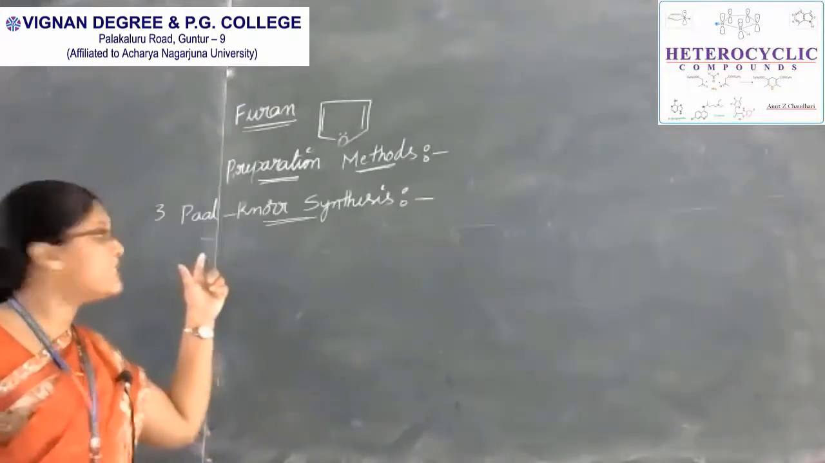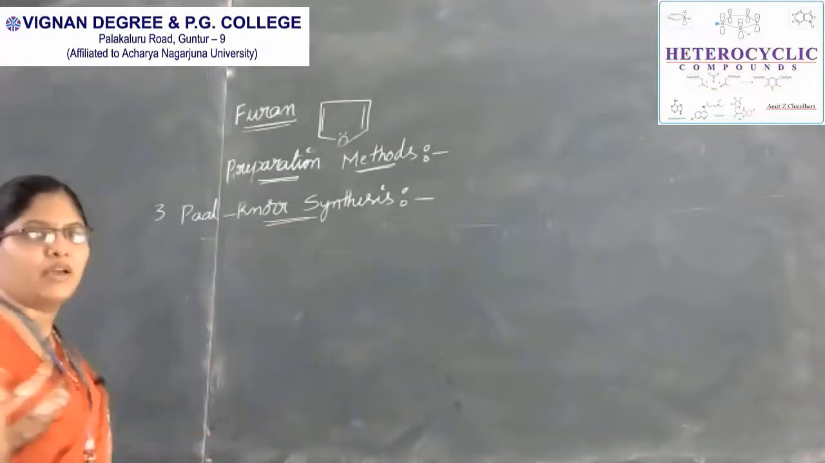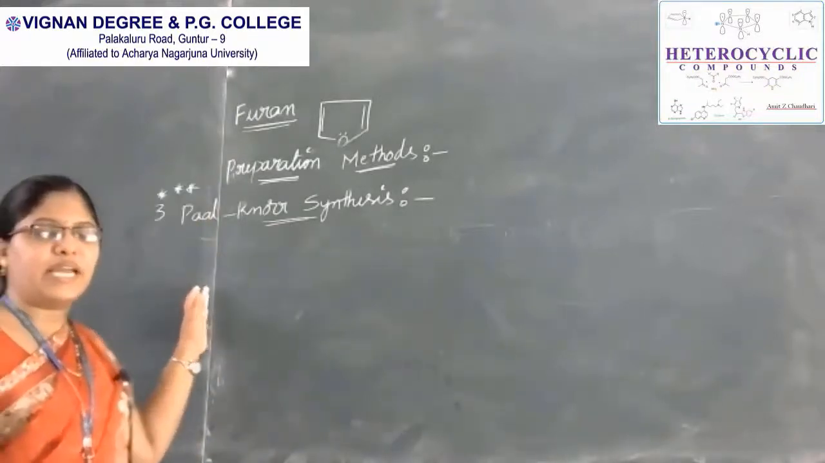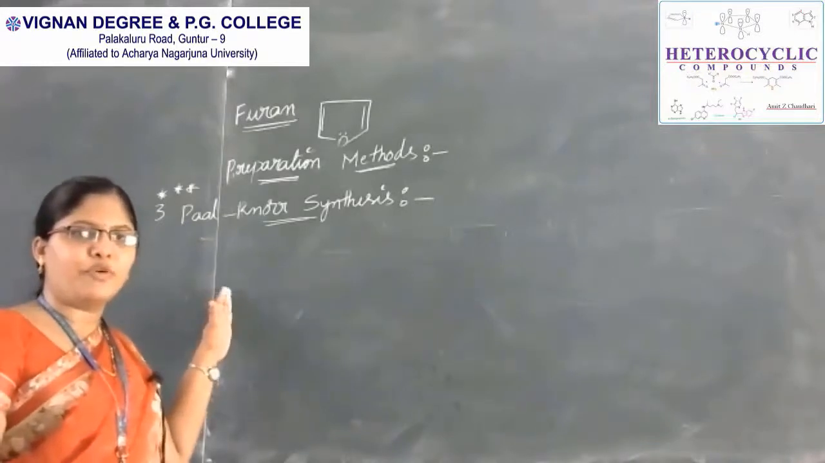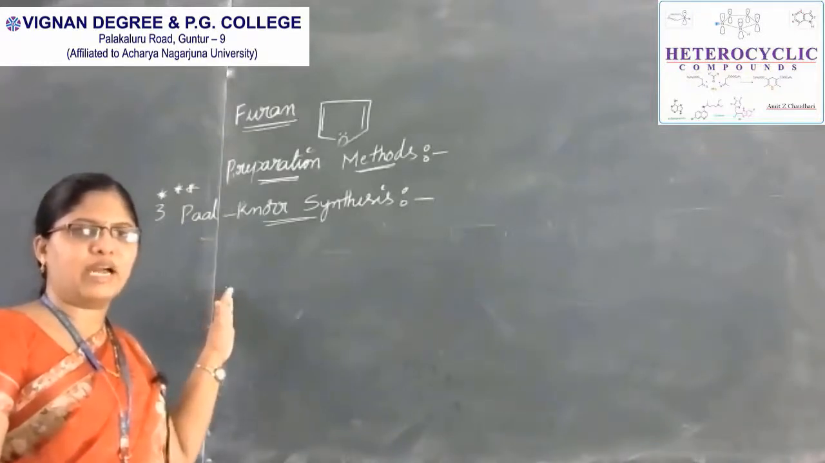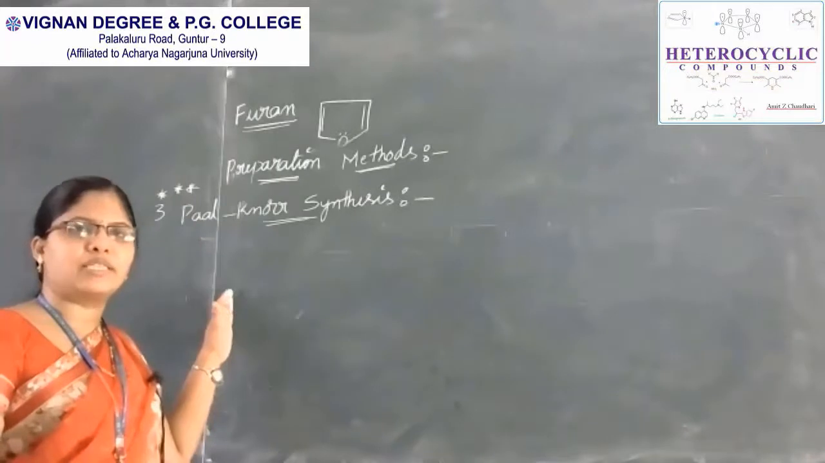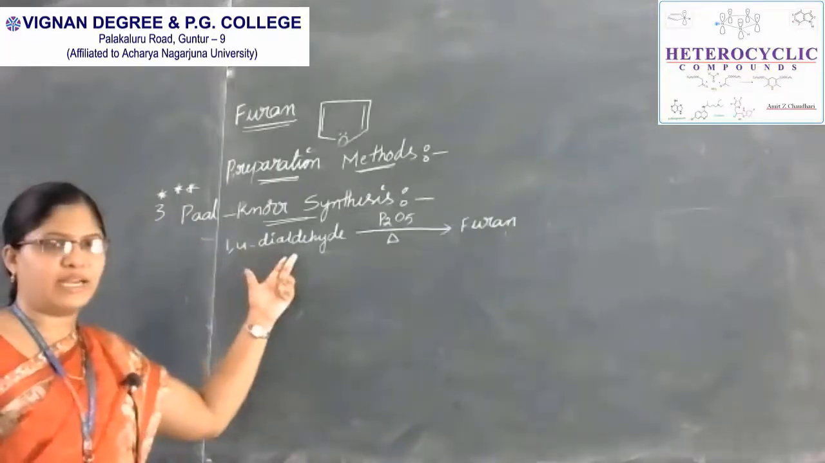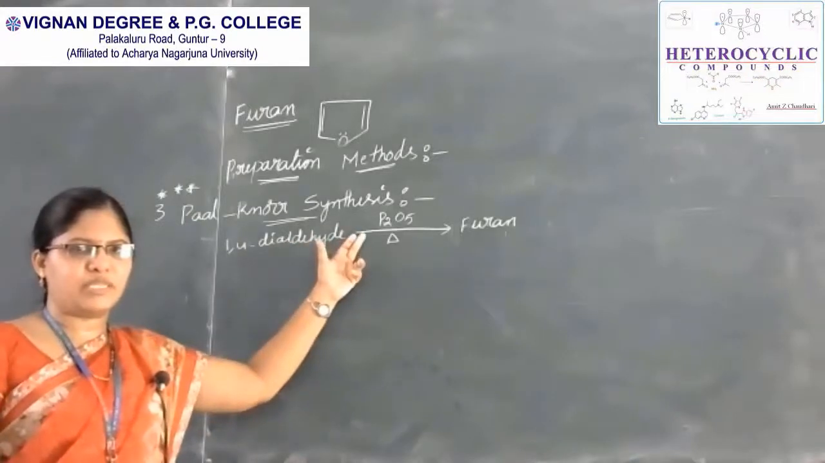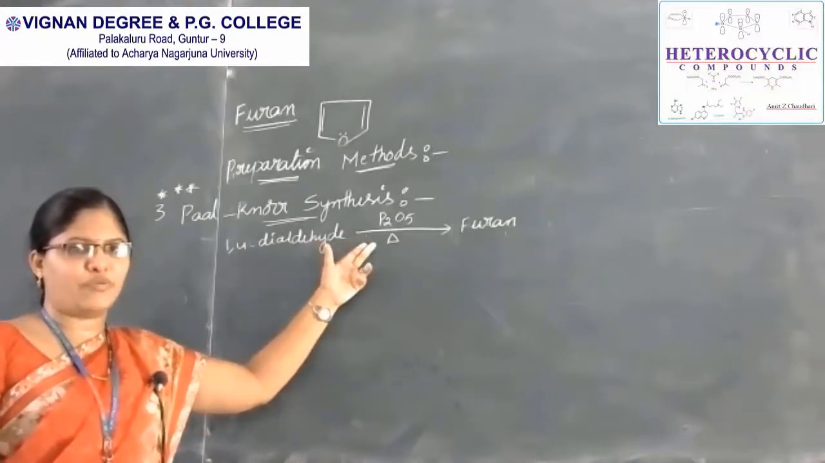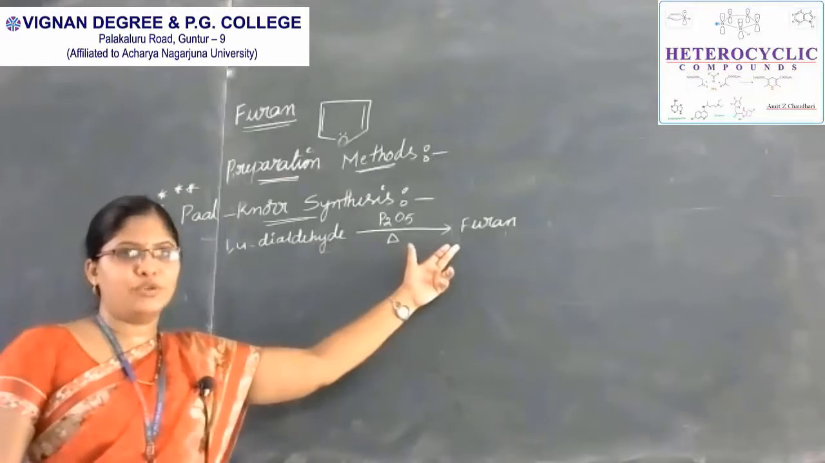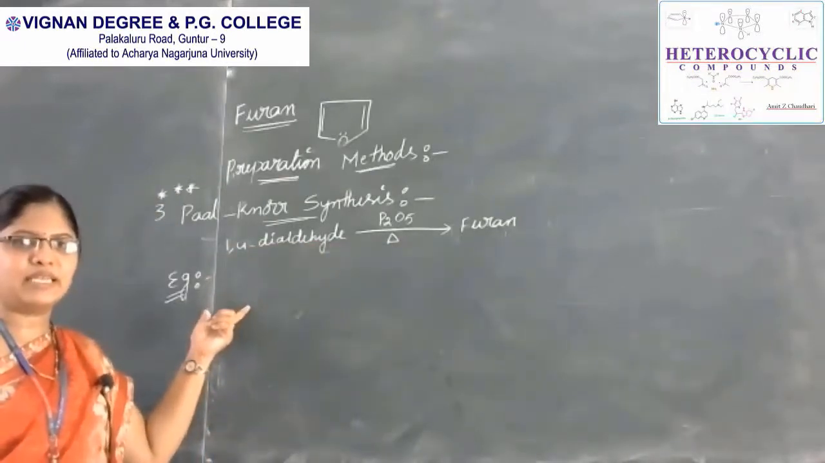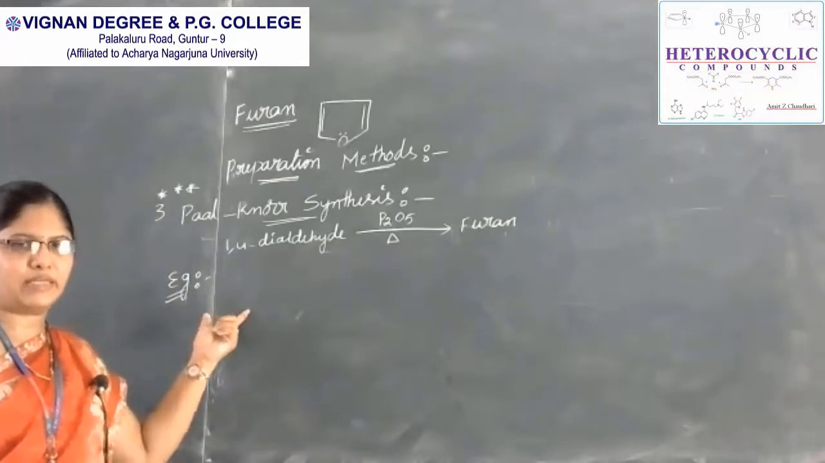Third preparation, that is a polymer synthesis. Very, very important. Polymer synthesis means in this the 1,4 dialdehydes react with phosphorus pentoxide in presence of heat. It is converted into furan. In this we are taking the succinic dialdehyde as an example.